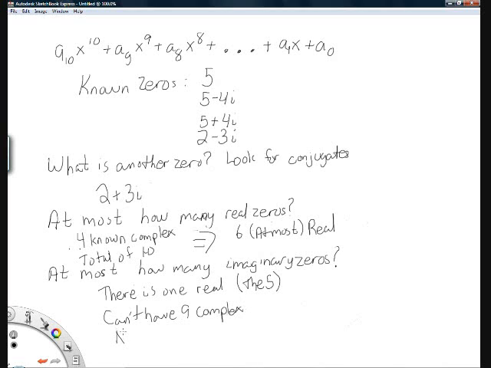So the next highest even power is 8. There are 8 at most imaginary zeros. Again, remember that for the imaginary, the complex zeros, they always come in pairs. Always. So this number here has to be 2, 4, 6, 8, 10, etc.